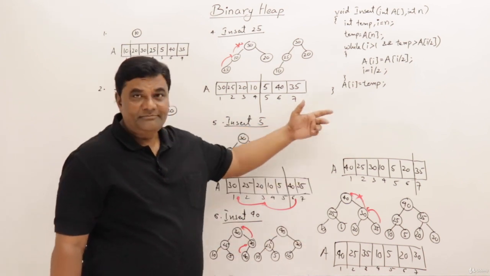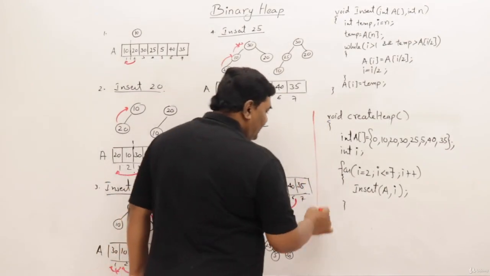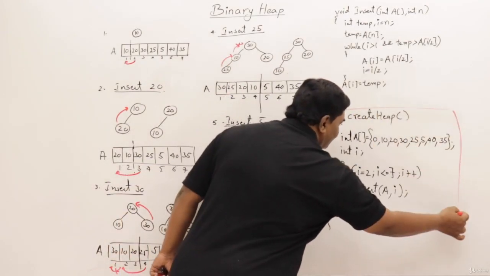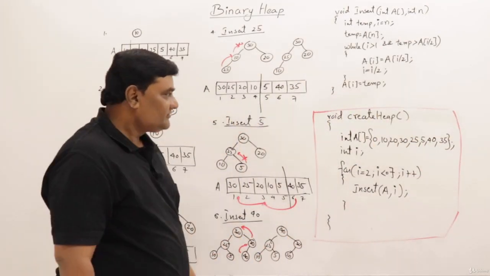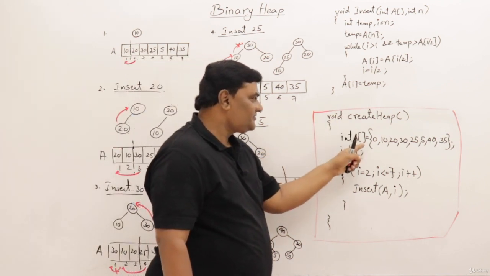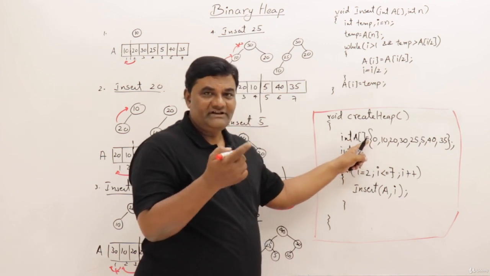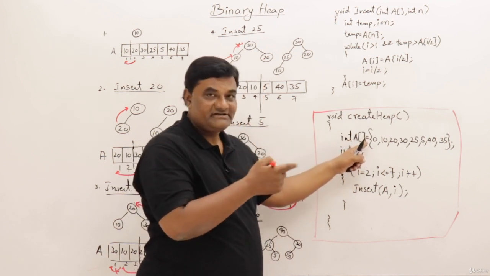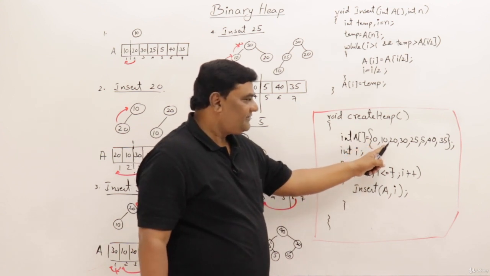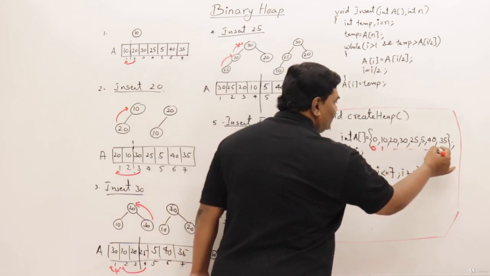Here I will write the procedure for creating a heap. So here I have a function for creating a heap. The array of elements is given to this function. Starting index is 0, where I did not use anything, I just kept a 0 there. So the elements are starting from index 1 onwards. This is index 0, this is 1, 2, up to 7.